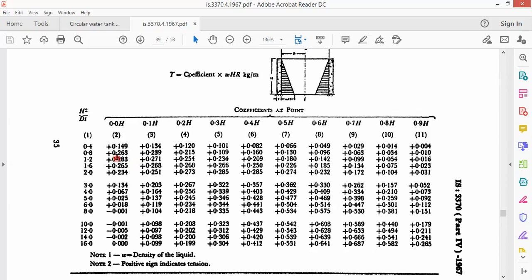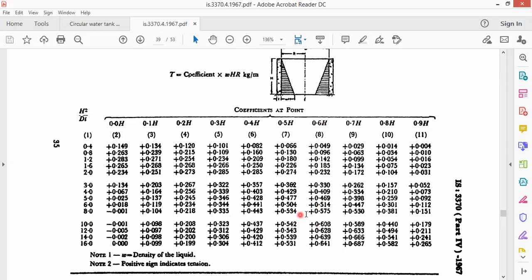It is in the starting, it is 0.263, but in our case h square by dt is 8.33, means it is lying between 8 and 10, right? So I will consider 8 and 10 and I will obtain the coefficient. Remember that we are going to consider 0.6 times H. Maximum hoop tension occurs in water tanks at this particular point, that is 0.6 times H.